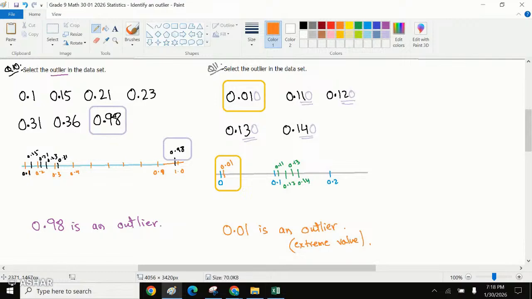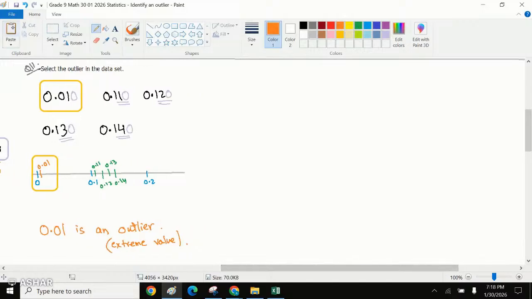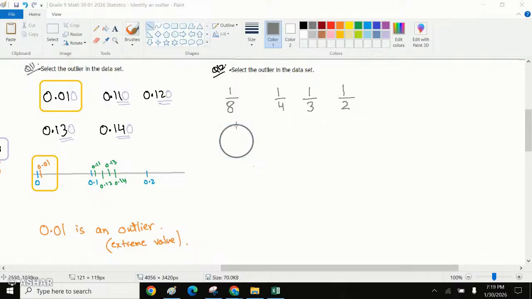Okay, let's try a question with fractions on it. In order to make the question more interesting, let's try fractions. If I would say 1 upon 8, 1 upon 4, 1 upon 3, and 1 upon 2, right? So let's see if we can understand this question. I'll just try to explain the fractions first.